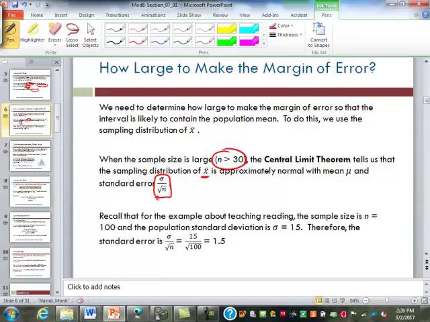So recall for the example about teaching reading, the sample size is 100, the population standard deviation was 15, therefore the standard deviation of the sample means, or the standard error, is that standard deviation of the population, 15, over the square root of 100. Well, the square root of 100 is 10, so 15 over 10 is 1.5. So the standard error of the sample means should be 1.5.